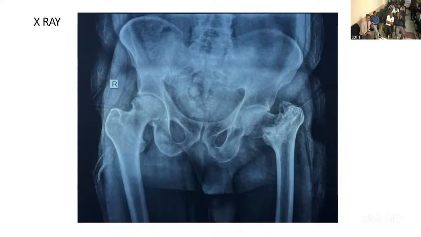What else will you take in this case? What other X-ray will you take? CT scan. X-ray of the LS spine. We would like to see the lateral view of the hip. You have to take a cross-table lateral view. It is not the frog leg view. Then you will be able to visualize more.